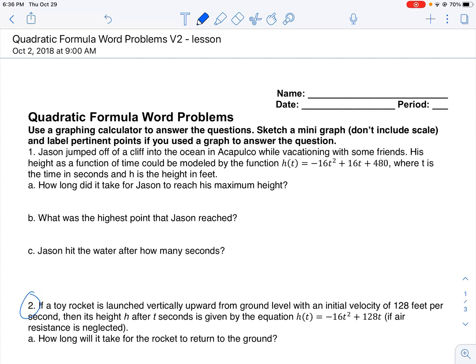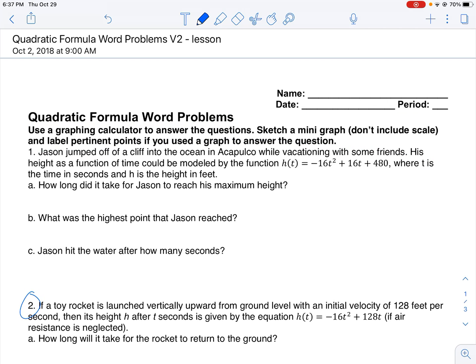All right, ladies and gentlemen, I'm just going to go over an example from this quadratic formula word problem so you can kind of see what I'm looking for on your assignment. On all these problems, you're going to use a graphing calculator to help you answer them. We have the online one, the Desmos one, or you can use your physical graphing calculator, though the steps on that are a little bit different. You may have to look it up.